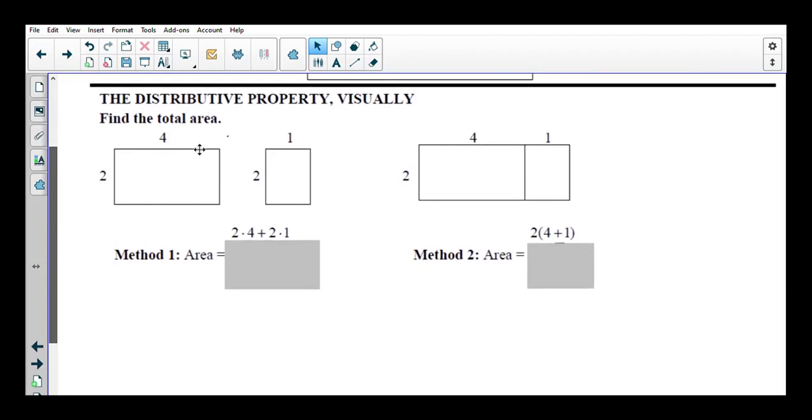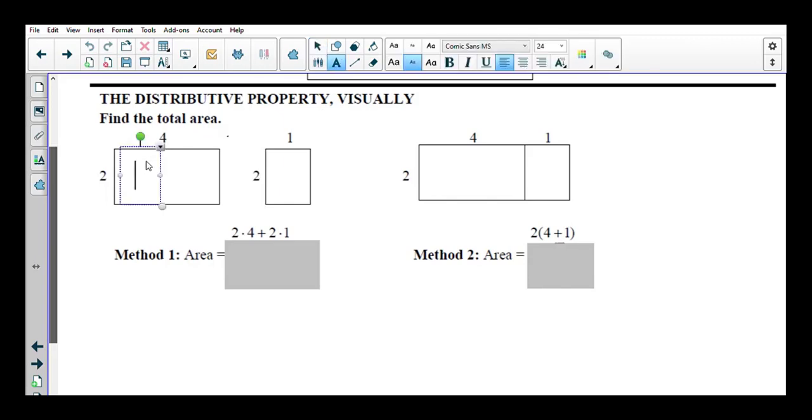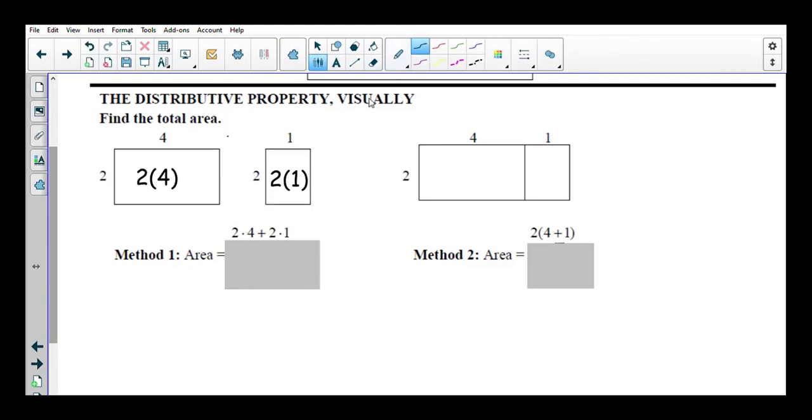I have this figure here on the left, and it says to find the total area. I have a larger rectangle on the left, and then a smaller rectangle on the right. So the area of the rectangle on the left is 2 times 4. If you recall, the area of a rectangle is length times width, or base times height. So I know that I'm going to take 2 times 4 for this one. And then to find the area of the rectangle on the right, I'm going to do 2 times 1. So you can see that represented in the yellow highlighted area once I highlight it.